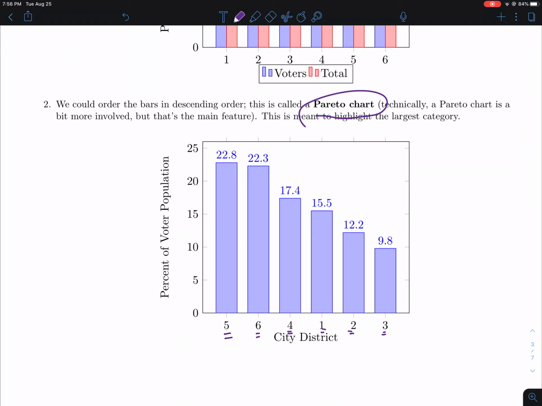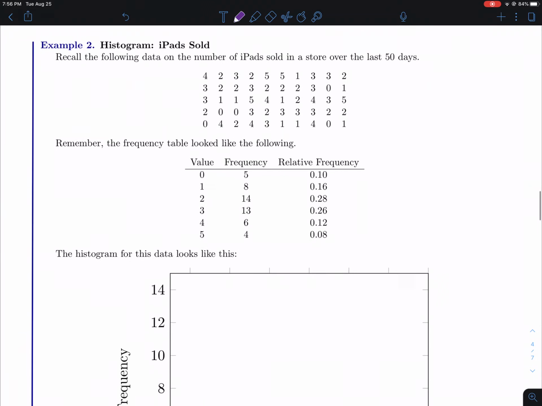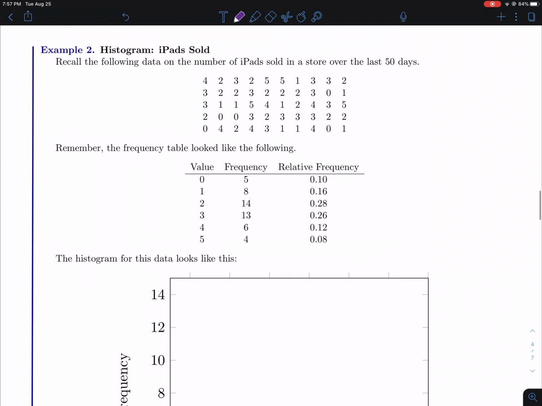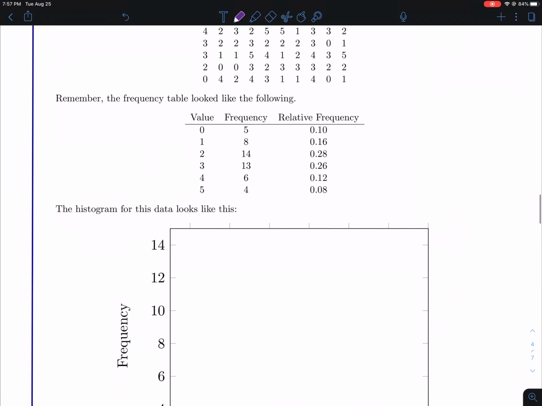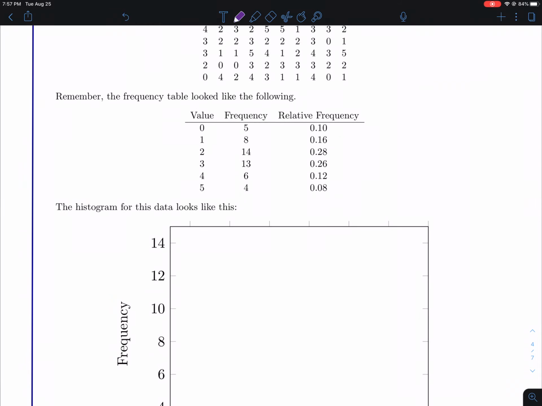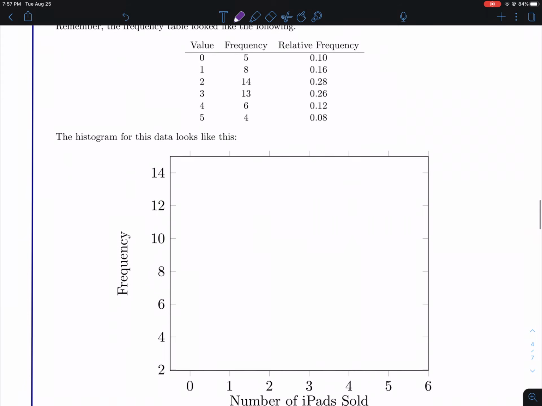We're not going to work with those necessarily, but just to give you a hint about it, there you go. All right, so finally, now we want to do a histogram. This is using data that we had from the last example from 1.3. Again, we had iPads that were sold over the last 50 days. We calculated our frequency and our relative frequency, and there are the decimals that I didn't have before. Now we want to draw our histogram.